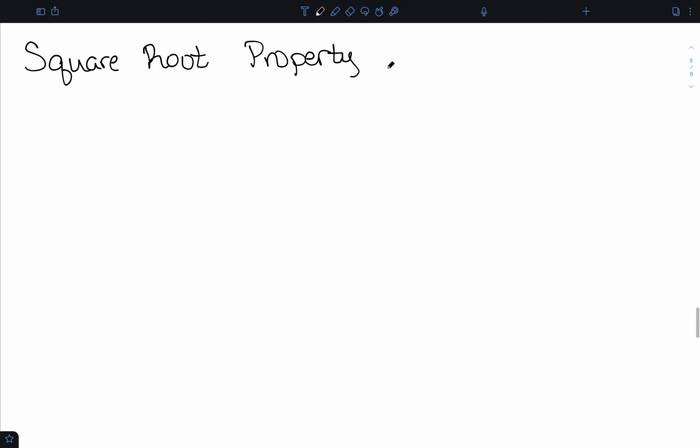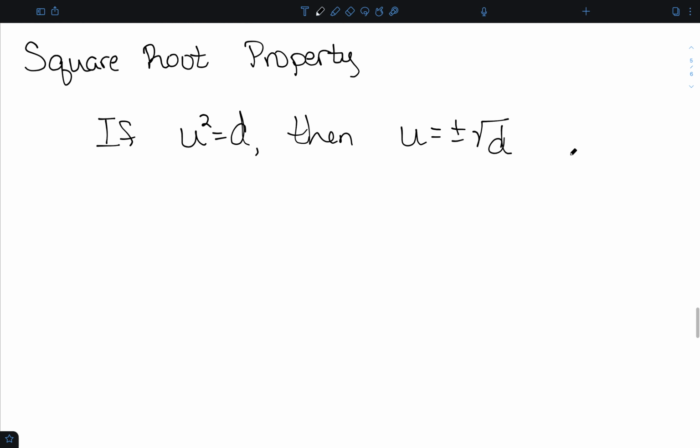The next way I'm going to look at solving quadratics is using what's known as the square root property. The square root property says that if u squared is equal to d, then u is equal to plus or minus the square root of d. If I have the square of something is equal to a number, I can take the square root of both sides, but I have to remember to take plus and minus. Let's look at some examples.